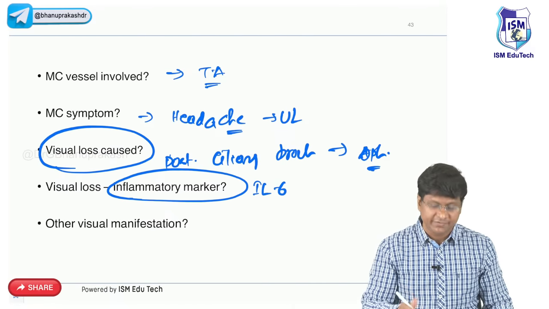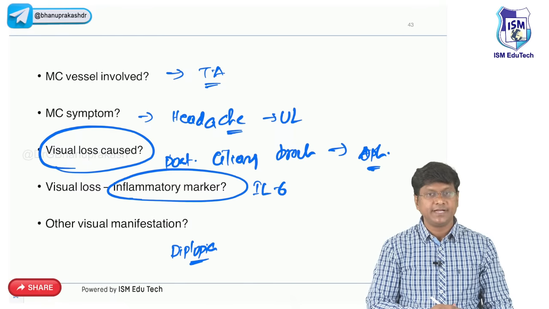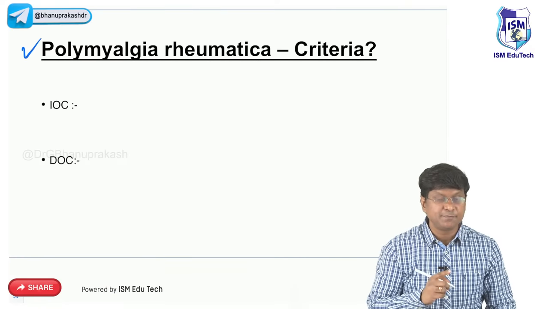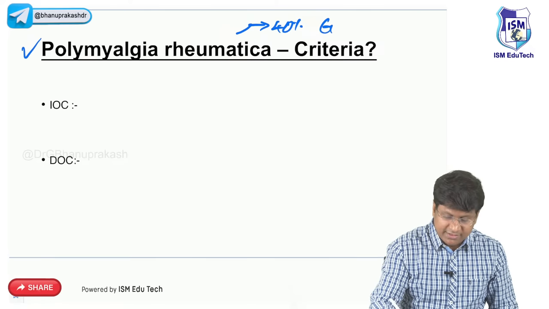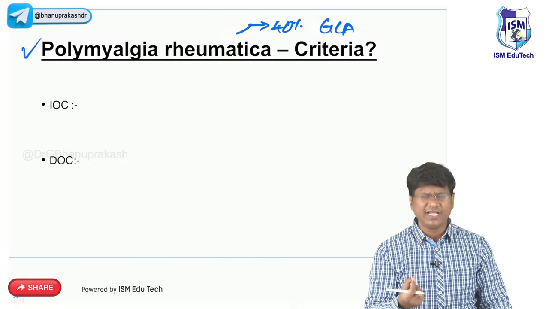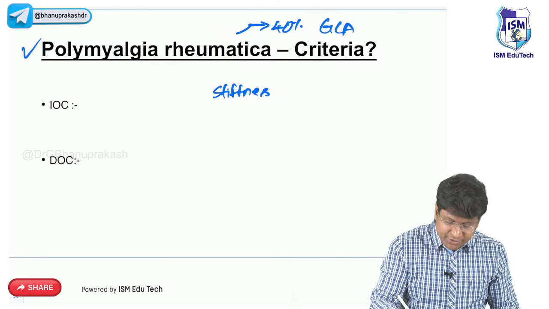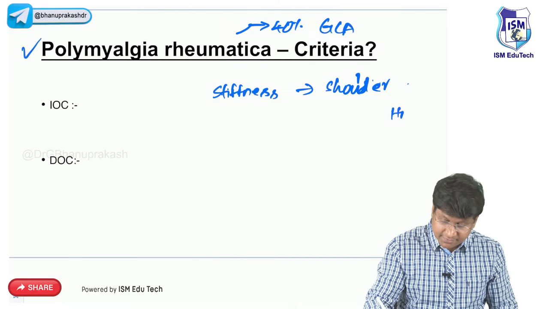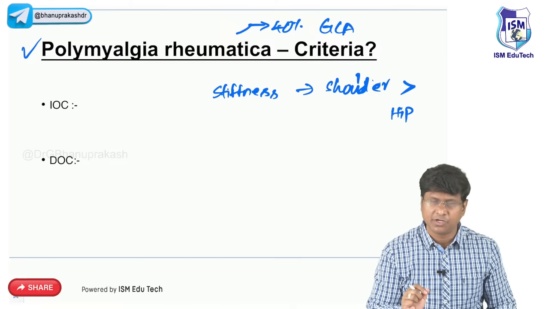Then what are the other visual manifestations? The other visual manifestations can be in the form of diplopia, okay? Next is polymyalgia rheumatica. This is present in almost 40% of patients with giant cell arteritis. What exactly is polymyalgia rheumatica? It is nothing but stiffness. And where exactly do you have the stiffness? That is within the shoulder girdle, and as well as the hip girdle. But most commonly, it is within the shoulder girdle where you will have the stiffness in polymyalgia rheumatica.